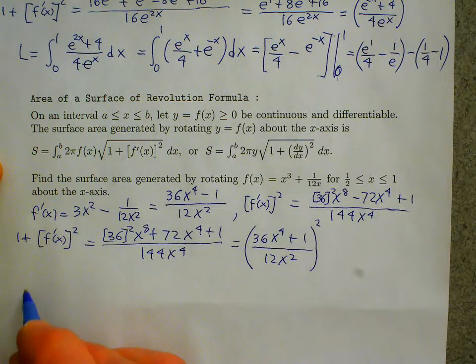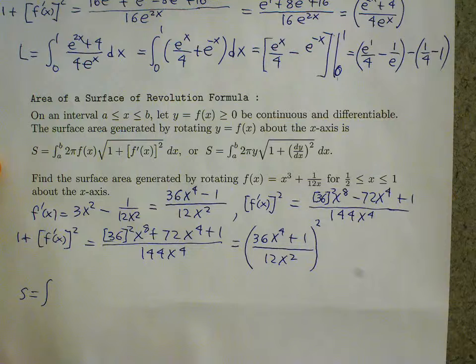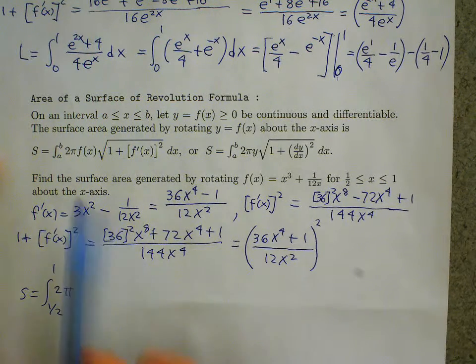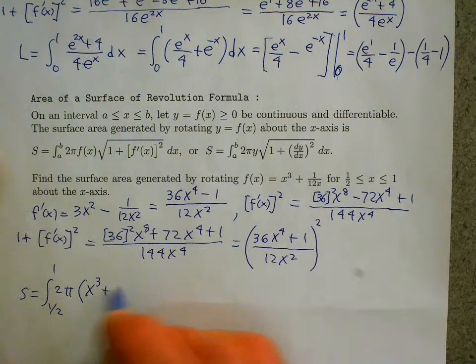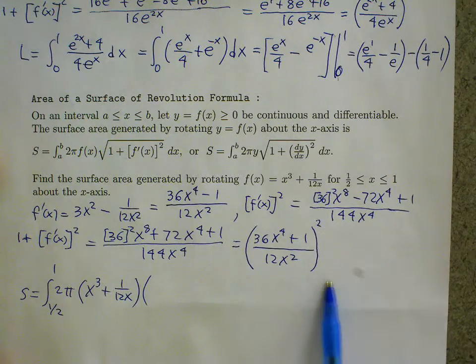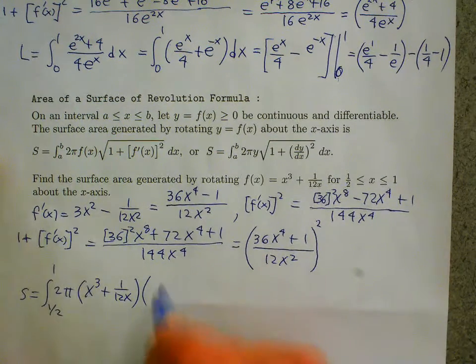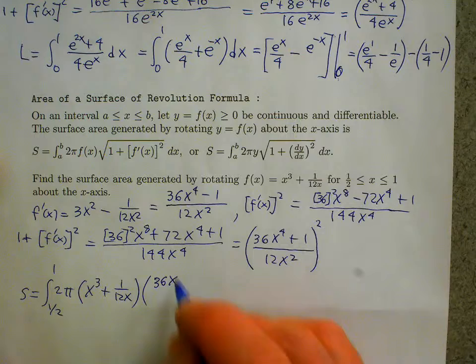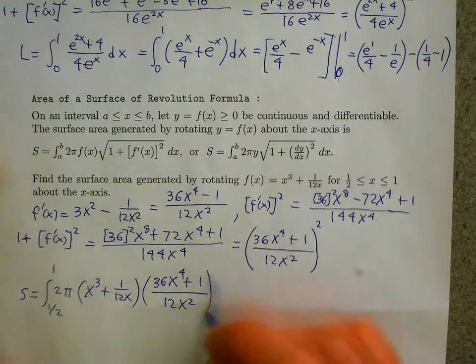So we can write down the surface area formula using the formula. So from x going from 1/2 to 1, 2 pi times f of x, which is x to the third plus 1 over 12x. And then we're multiplying that by the square root of this rational expression squared. So that's just the rational expression, 36x to the fourth plus 1 over 12x to the second dx.